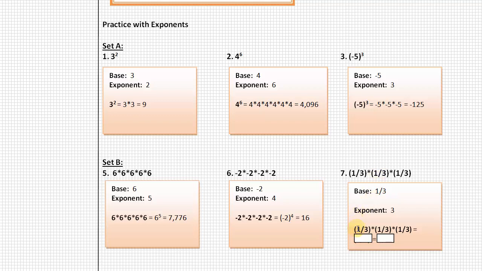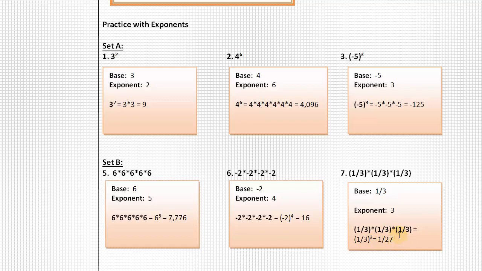So here's our original problem, 1/3 being multiplied by itself 3 times. In exponential form, it would look like 1/3 in parentheses raised to the 3rd power. And if we take 1/3 to the 3rd power, we should end up with 1/27. So 1 times 1 times 1 is 1, and 3 times 3 is 9, times 3 is 27. So our final answer is 1/27.